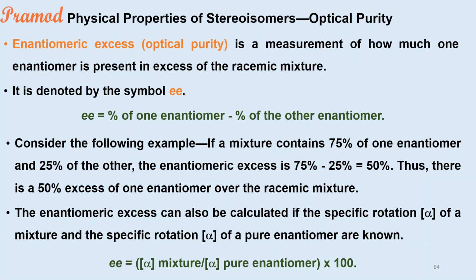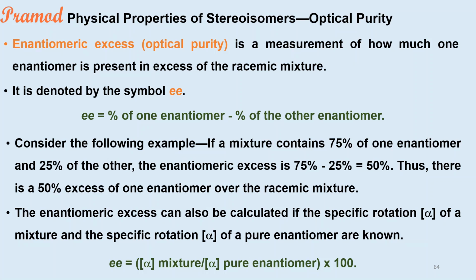So in a racemic mixture, there will be both the enantiomers, A and B. How much the concentration of one enantiomer in that mixture is in comparison to the other can be found out by the term called enantiomeric excess, and it is denoted by EE. It is given by the formula: percentage of one enantiomer minus the percentage of the other enantiomer. If you know the percentages of both, you can find the enantiomeric excess, that is, the optical purity of your sample.